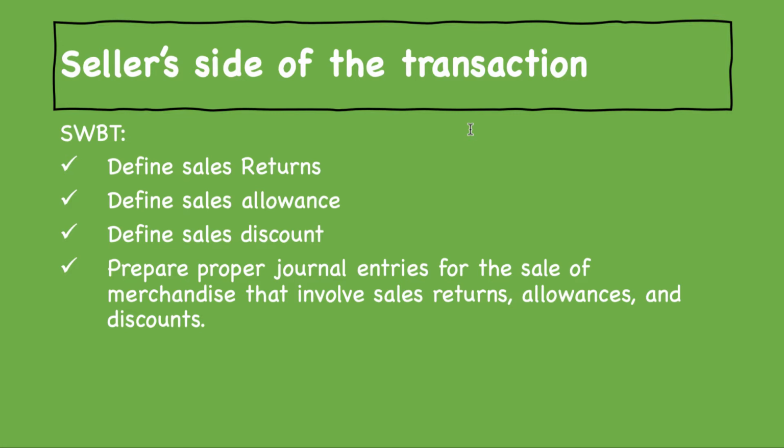So after you complete this video, you should be able to define sales returns, define sales allowances, define sales discounts, and finally, you should be able to prepare proper journal entries for the sale of merchandise that involve sales returns, allowances, and discounts.